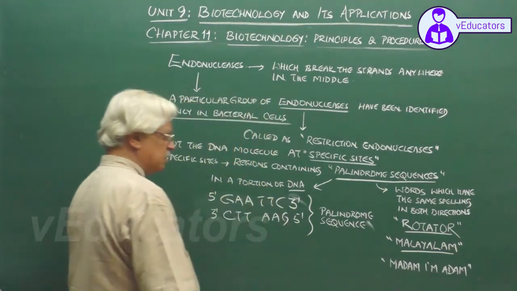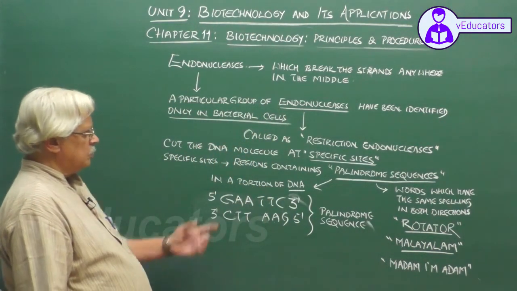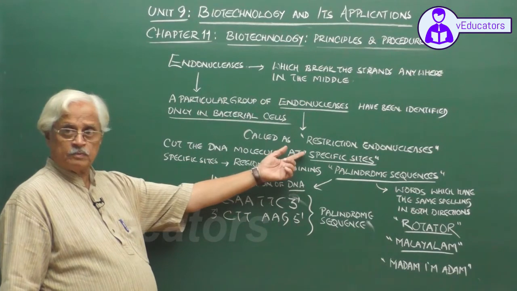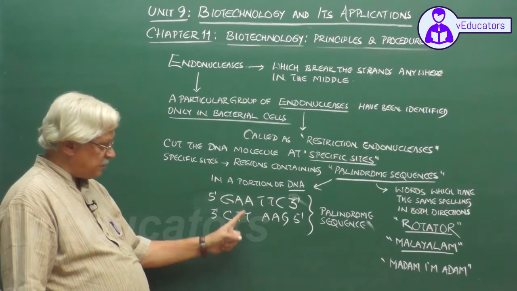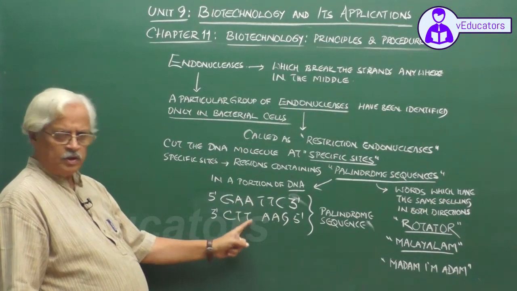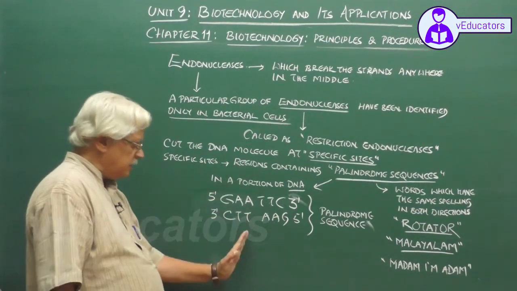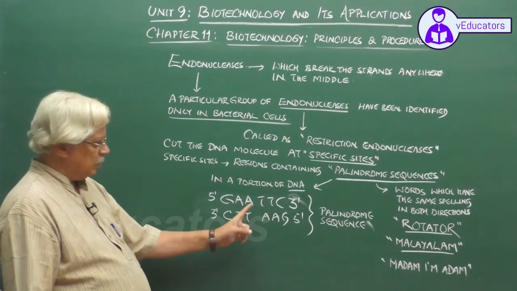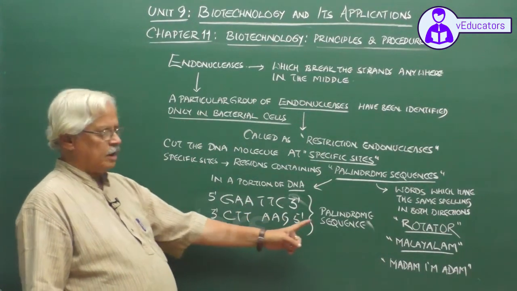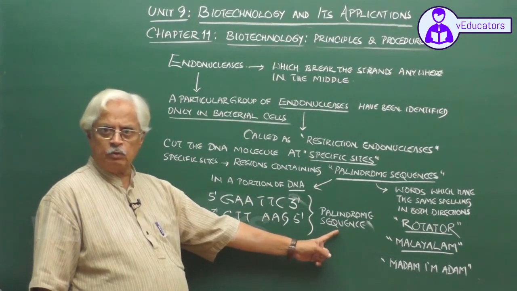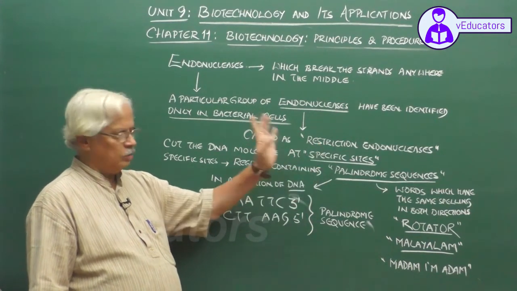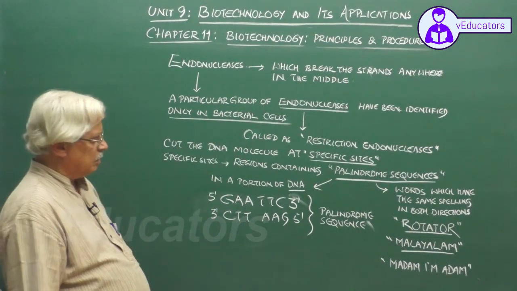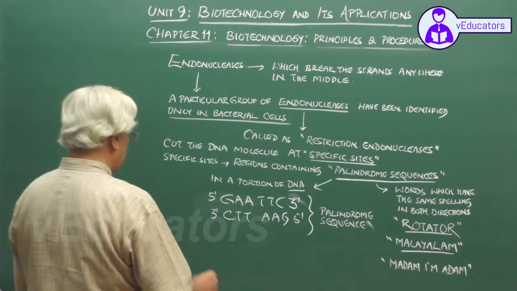So restriction endonucleases identify such specific sequences in the DNA molecule and cut the DNA molecule in the region containing the palindrome sequences. That is the reason why they are known as restriction endonucleases.